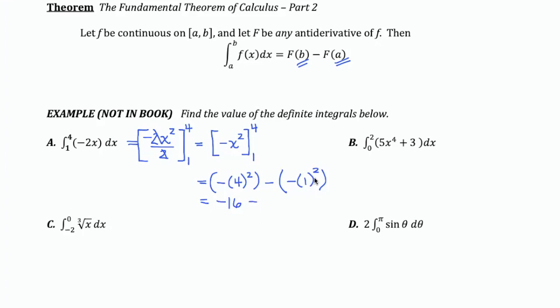I'm going to subtract, square the 1, then negate. So that becomes negative 1. And negative 16 minus negative 1 becomes negative 15 is the numerical value. And so what that tells us is that the shaded area for this particular function is going to be located below the x-axis because it is negative.